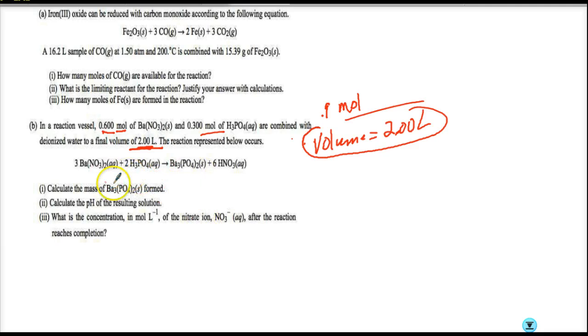All right. So the reaction is represented below. Calculate the mass of this that is formed. Well, guess what? What do I have? 0.6 moles and 0.3 moles. Given the starting amounts of 2 materials, I am in the land of limiting reactants. So how much of this product am I going to form? This is my question. What mass? They wanted that in grams.